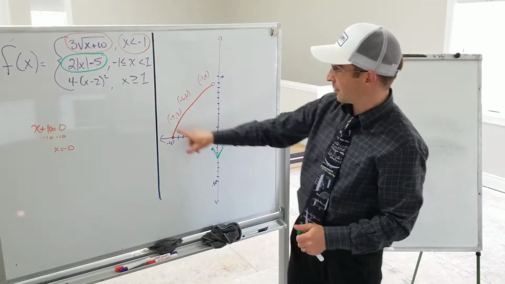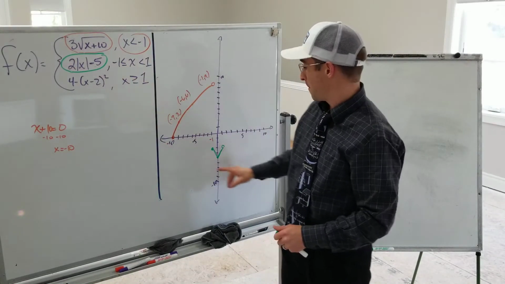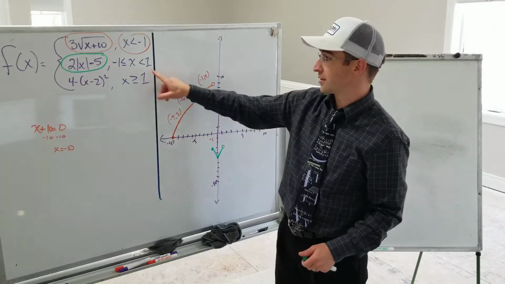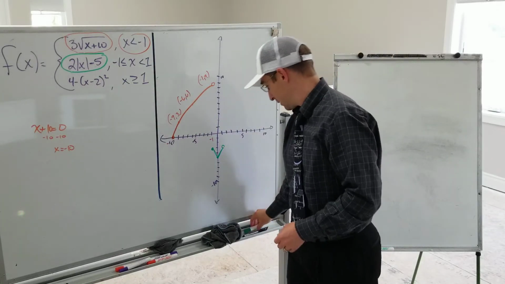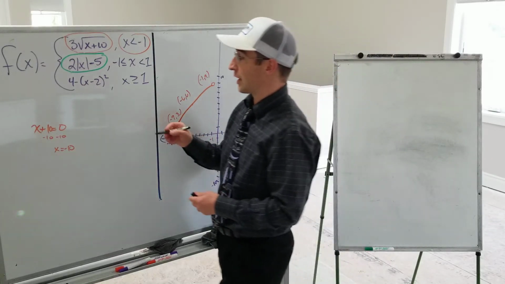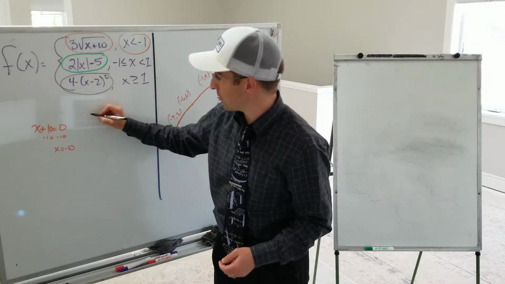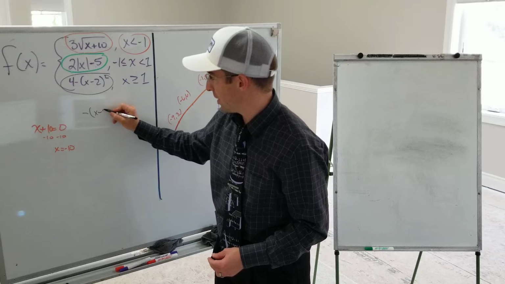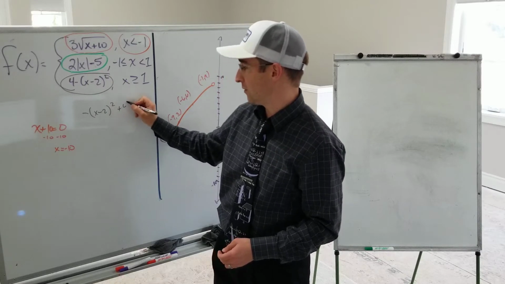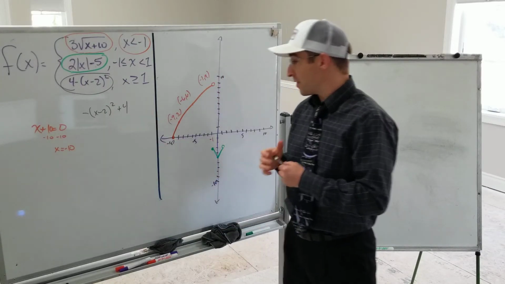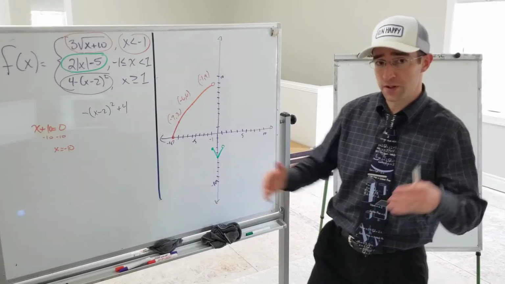Solid dot on the -1 because it includes -1. Open dot when x is 1 because it does not include x equals 1. All right, lastly, we're going to graph this function here. What we can do is rewrite this as -(x minus 2) squared plus 4. And what that's doing, right, is our squaring function.